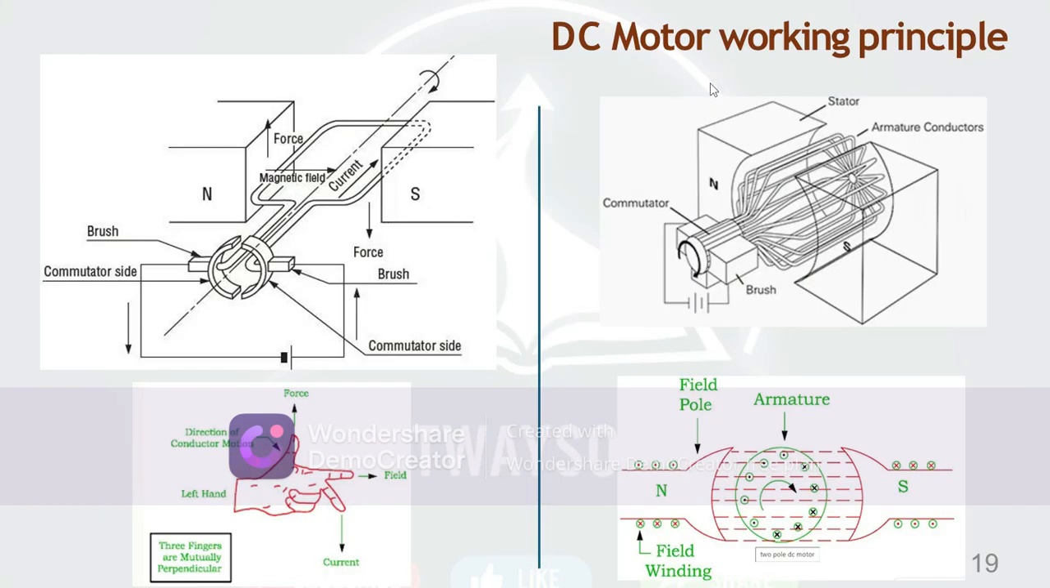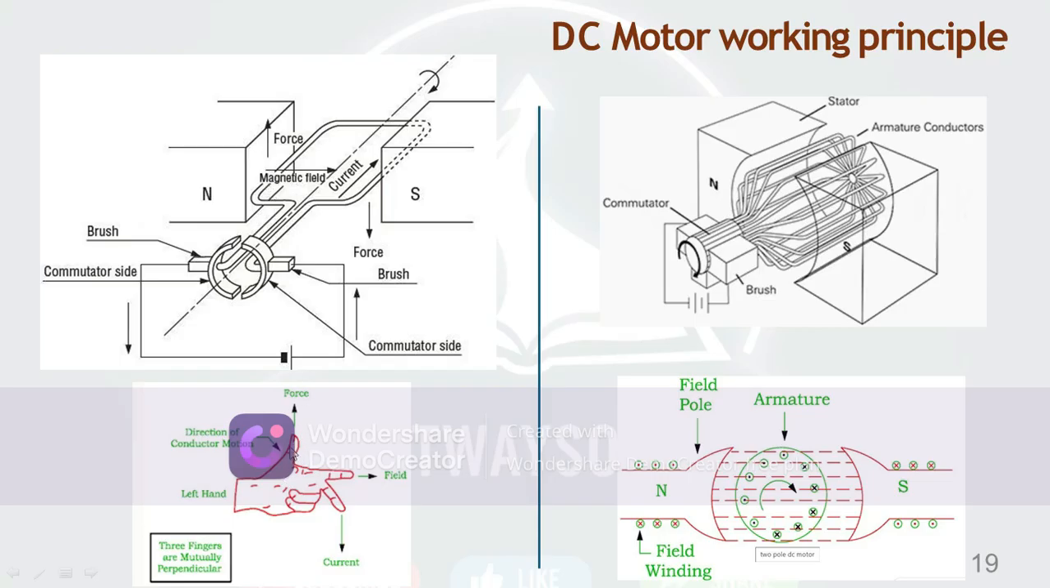So the DC motor principle is like this. What is the DC motor principle? As per Fleming's left hand rule, for a motor you have to consider the left hand rule. The forefinger indicates the direction of field, the middle finger indicates the direction of current, and the thumb indicates the direction of force. If a field is present and current is supplied to the motor, then automatically force will take place.